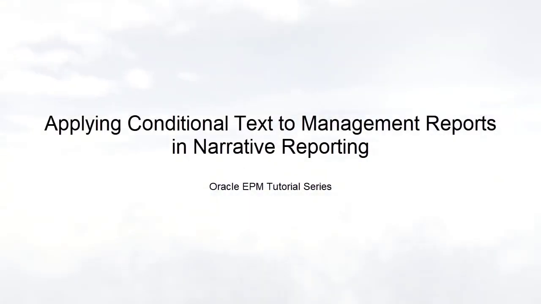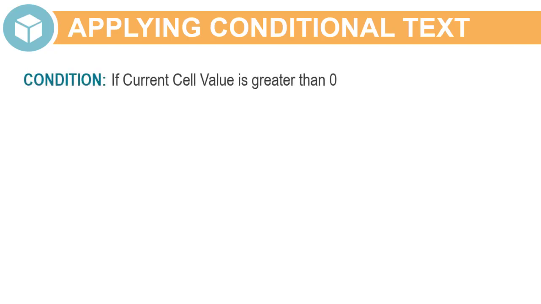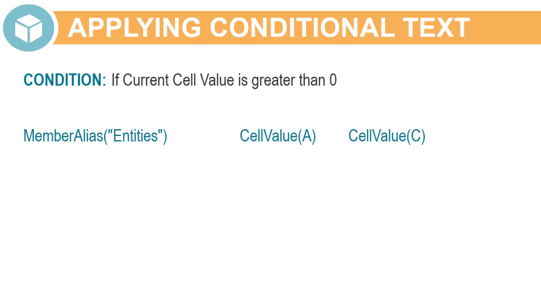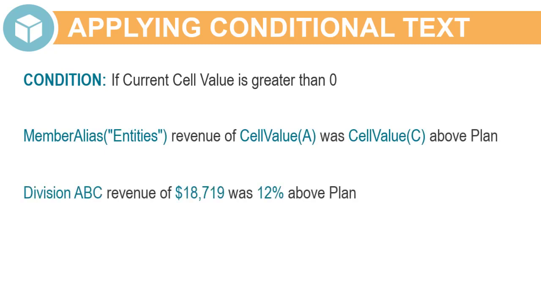In this tutorial, we'll show you how to apply conditional text to management reports in narrative reporting. Conditional text enables you to generate dynamic text based on predefined conditions and a combination of text functions and static text, which return member labels and data values to complete the resulting text.